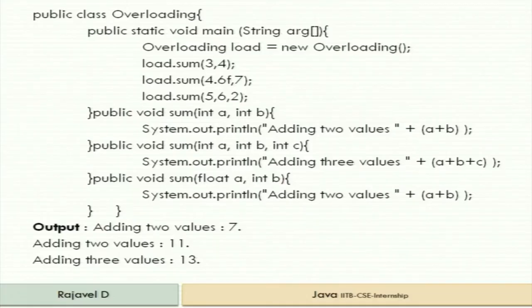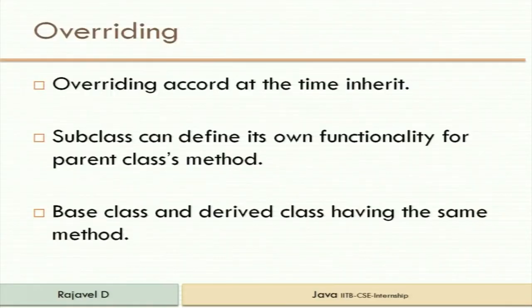So sum of two integers, a float and an integer, three different integers, it is all called function overloading. And function overriding is, as I have explained, if you inherit a class, you can override the function which is available in the parent class. It will not take that, it will take only the things which you write in the subclass.